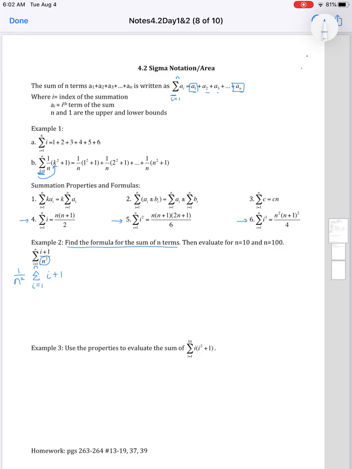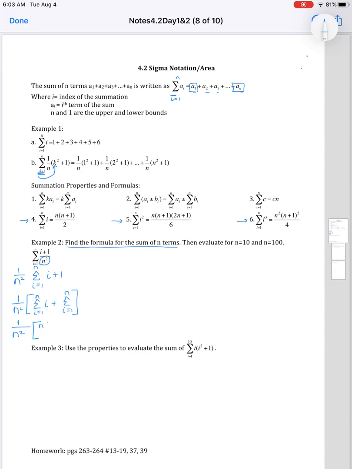So I have 1 over n squared, summation, i goes from 1 to n of i plus 1. Okay, so that's property number 1. Next thing I'm going to do, I'm adding. So what I'm going to do is I have 1 over n squared, and then I'm going to take the sigma of each term separately. All right, now this is where the formulas come in.